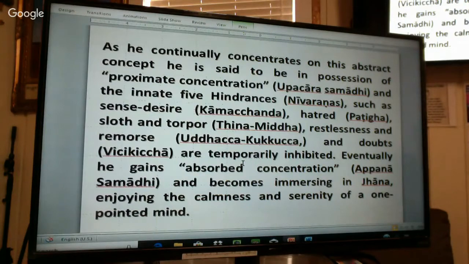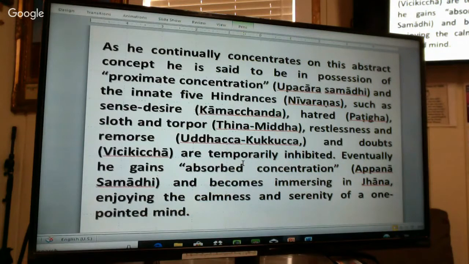Upachara samadhi. Proximate concentration means that we upgrade our mind, our concentration power, up to absorption. Absorption means totally occupying that object. The mind never moves to any other different object. That means absorption. So before getting the absorption power, that concentration we call proximate concentration. Upachara means proximate, very close to the absorption stage.